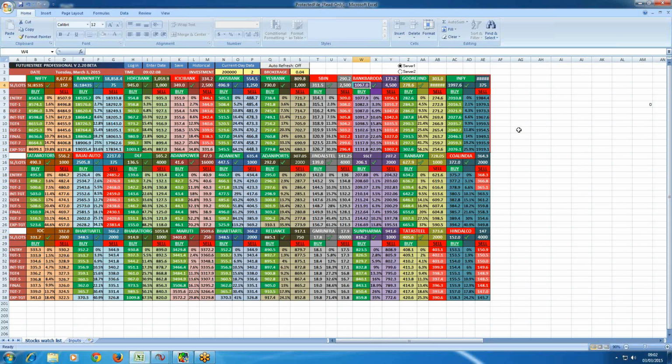So what I have done here is I have just opened the Futurestree application. This is an application which runs basically on Microsoft Excel, and you can trade on 30 scripts at a single time. You'll get both the buy prices and the sell prices for each and every script, and the prices you're seeing here will be your last traded price against the script, and you have something called the stop loss that will be just below the name of the script.